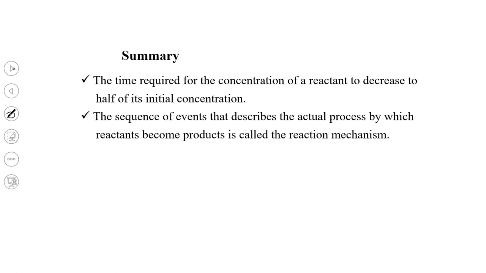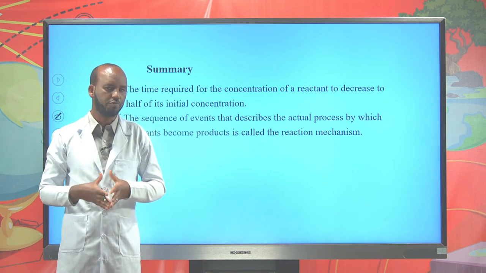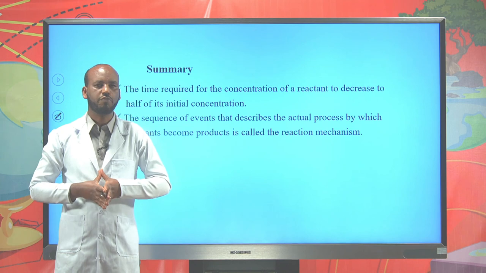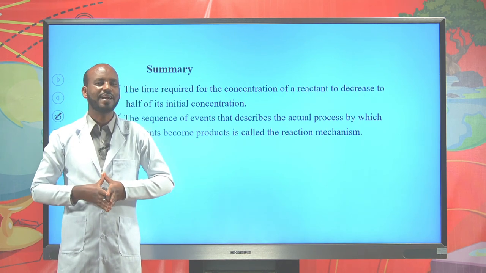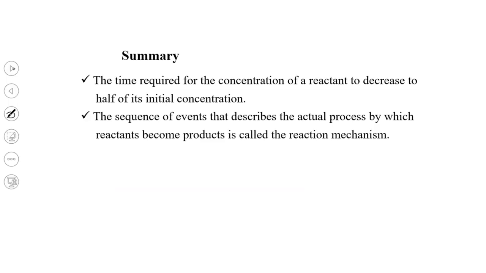Students, in our today's lesson, we discussed the half lifetimes of reactions. Half lifetime is the time required for the concentration of a reactant to reach half its initial concentration. We have seen the half lifetime for zero order reaction, first order reaction, and second order reaction. We discussed reaction mechanism. The sequence of events that describe the actual process by which reactants become product is called a reaction mechanism.